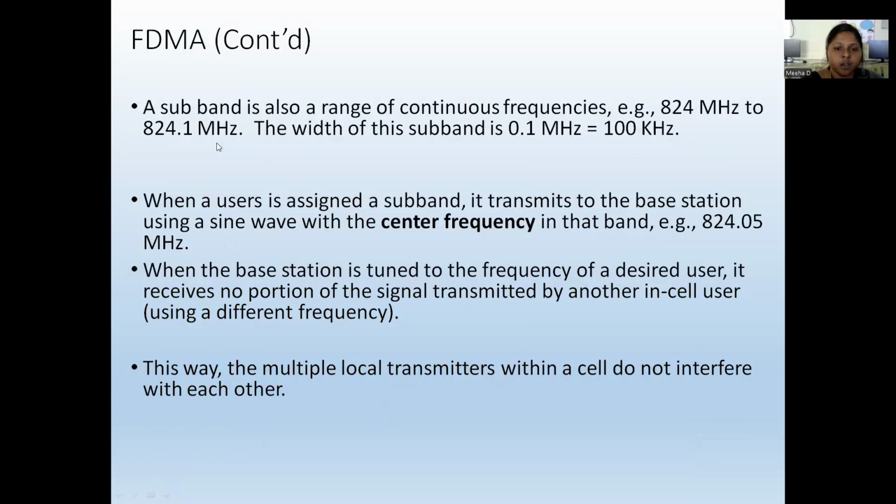Then FDMA, the continuation. The subband is also a range of continuous frequency. When a user is assigned a subband, it transmits to the base station using a sine wave with a center frequency in that band. When the base station is tuned to the frequency of a desired user, it receives no portion of a signal transmitted by another user. This way, the multiple transmitters within a cell do not interfere with each other.